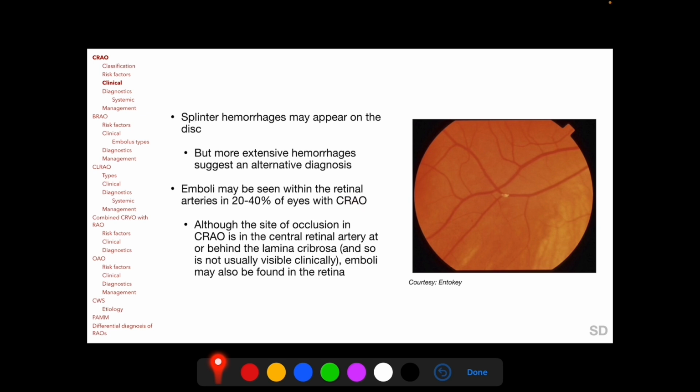But these emboli seen on fundus examination of CRAO eyes are not the causative emboli for the CRAO, which lies in the central retinal artery behind the lamina cribrosa within the optic nerve. We'll be discussing the types and characteristics of emboli when we discuss branch retinal arterial occlusion, in which the causative emboli is seen on fundus examination at the bifurcation of retinal arteries.